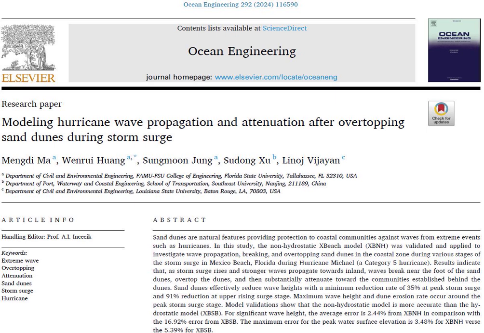This research has provided us with valuable insights into how dunes attenuate wave energy, how they erode, and how we can potentially enhance their protective capabilities. It's a reminder that knowledge is power, and that by harnessing the tools of science and engineering, we can face the challenges of a changing climate with greater confidence.